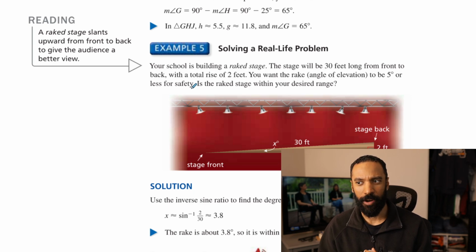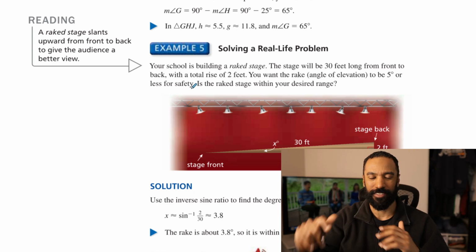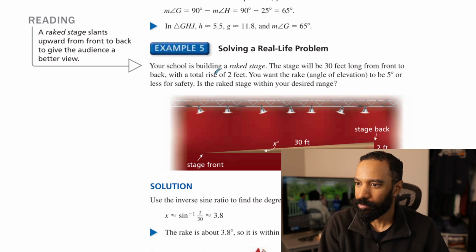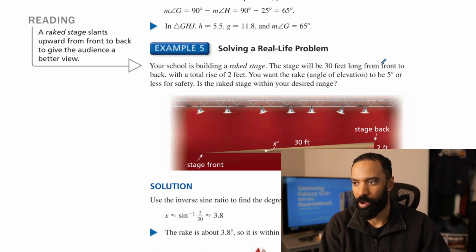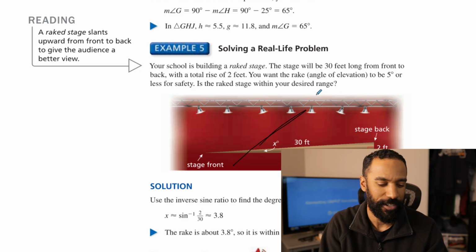It makes sense, but better yet, why don't they raise the floor of the audience? Anyway, I guess for the front row people. Okay. Is the raked stage within your desired range? We want it to be 5 degrees or less for safety, right? It can't be a complete 45 degree incline here.